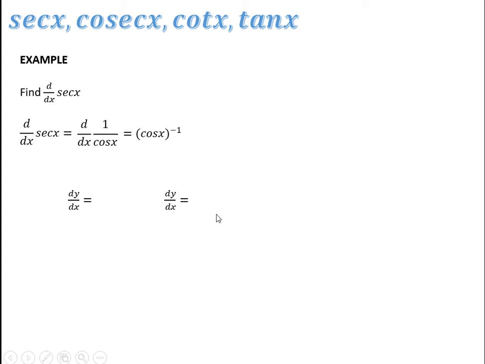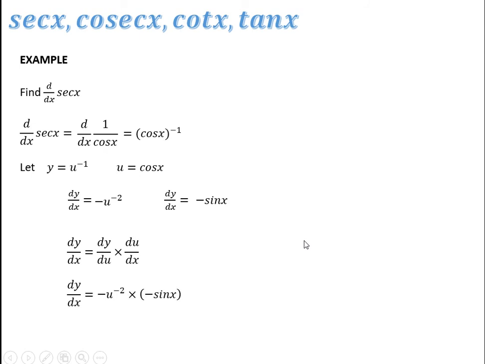So we're going to split it up into our two functions, in which case we're going to have y equals u to the power of -1, where u equals cos x. Differentiate them both. We get minus u to the power of -2 for dy by du, and du by dx, the derivative of cos x, is minus sine x. Multiply them together to get our overall value, but just remember to substitute the u back out.